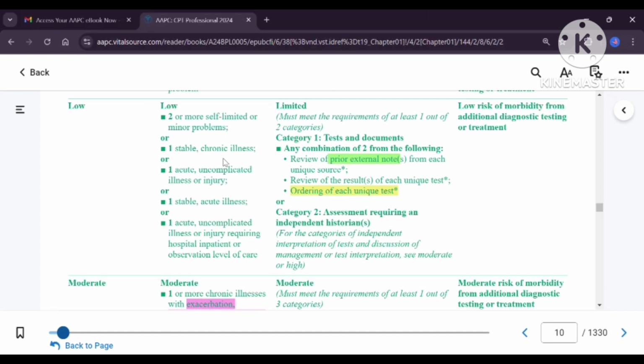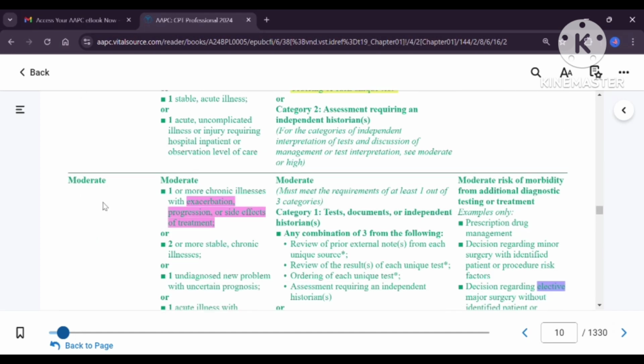And for such a condition, 1 stable chronic illness, 1 acute uncomplicated illness or injury, if we don't do any treatment, there is a small risk. So there is a low risk of morbidity from additional diagnostic testing or treatment. So if this problem is not treated, the patient might land up in a small risk which can lead to morbidity. Morbidity means there is something which is going to cause a permanent damage. There is like loss of some body part. Something is expected if we don't treat that problem. So that is low risk of morbidity.